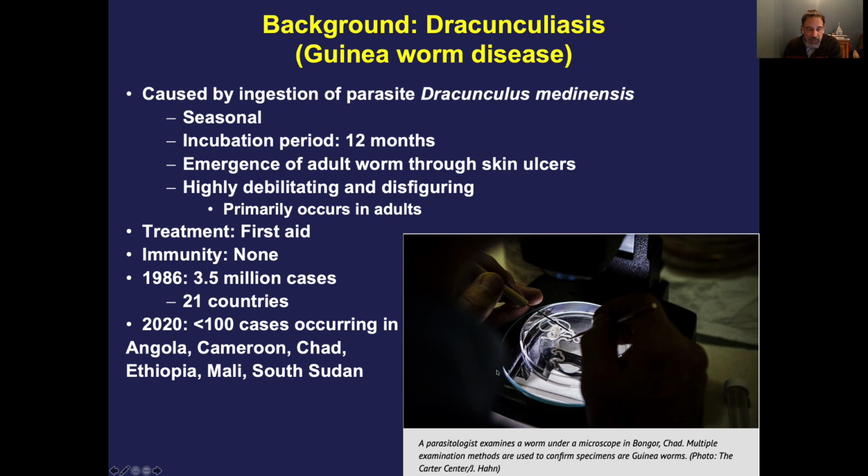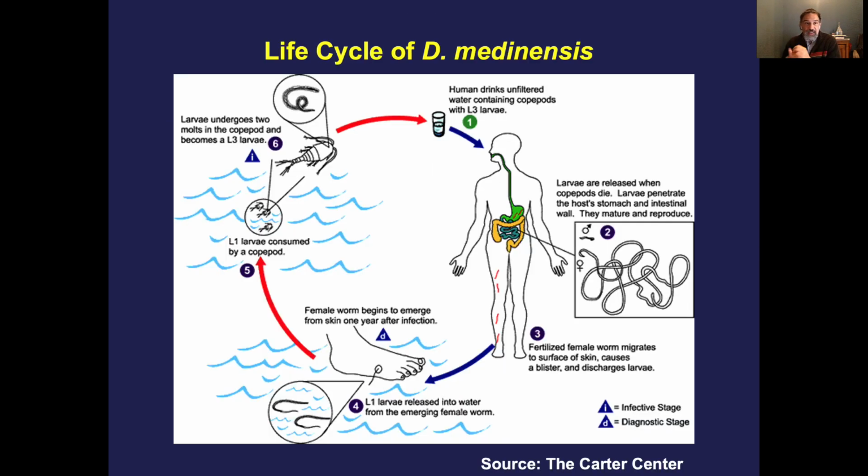This is a picture showing a parasitologist examining a guinea worm under a microscope. The guinea worms themselves can get to be up to sometimes a foot or even 3 feet long, so you can see them with the naked eye.